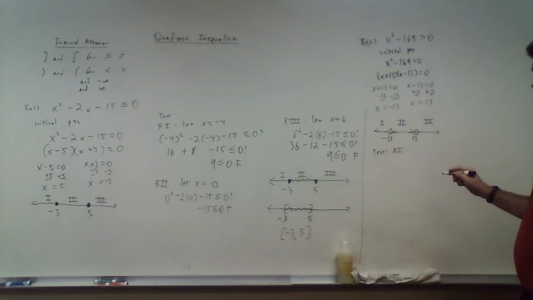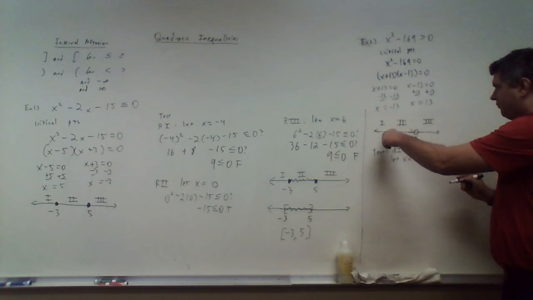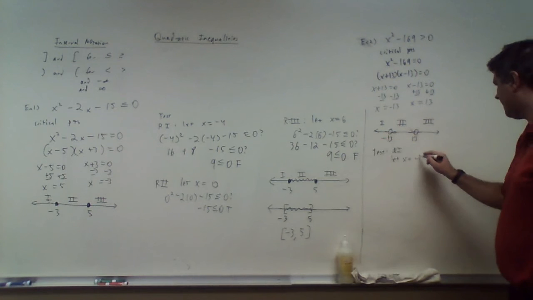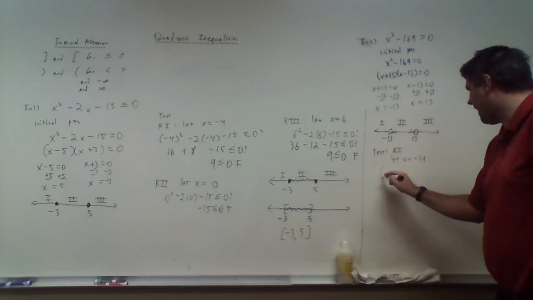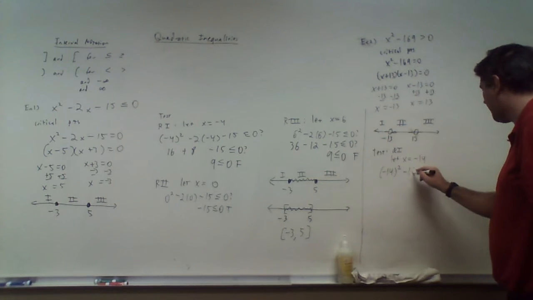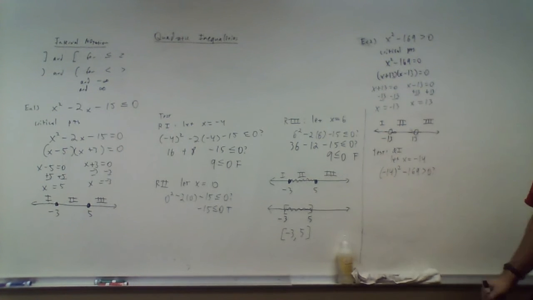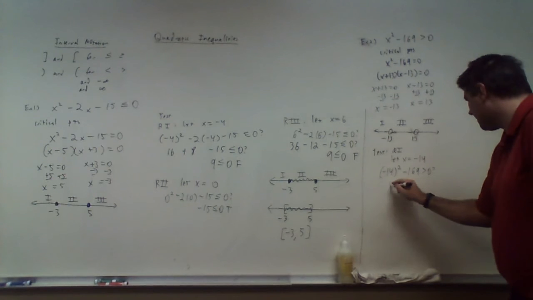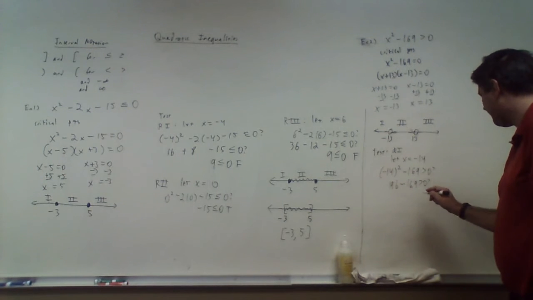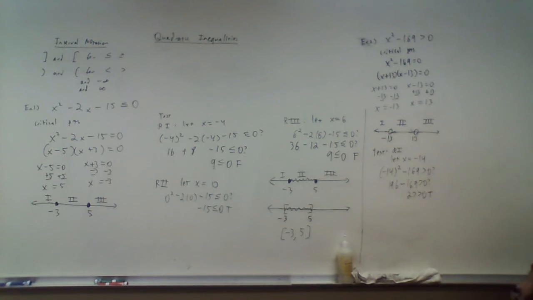Region 1, let x equal negative 14. Okay, negative 14 is in that region. So I want to know if negative 14 squared minus 169 really is greater than 0. That's 196. And that gives me 27. And that's true.